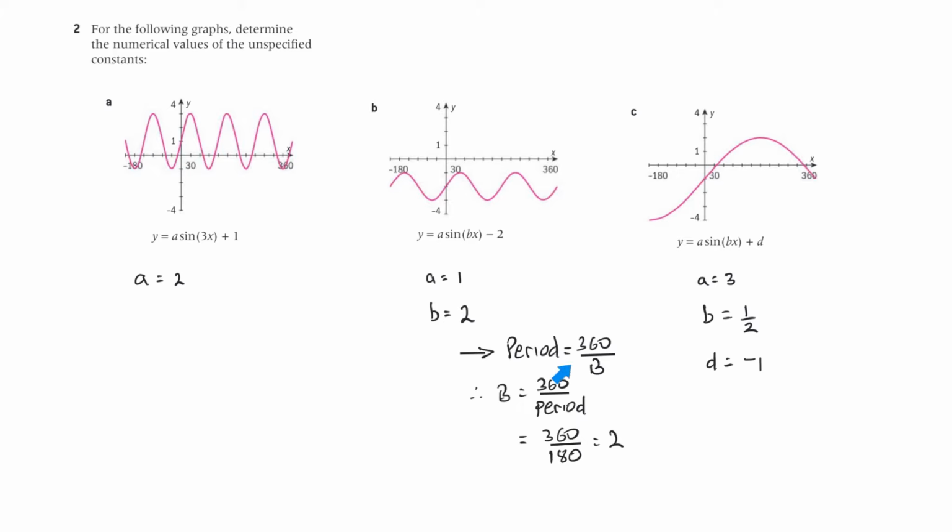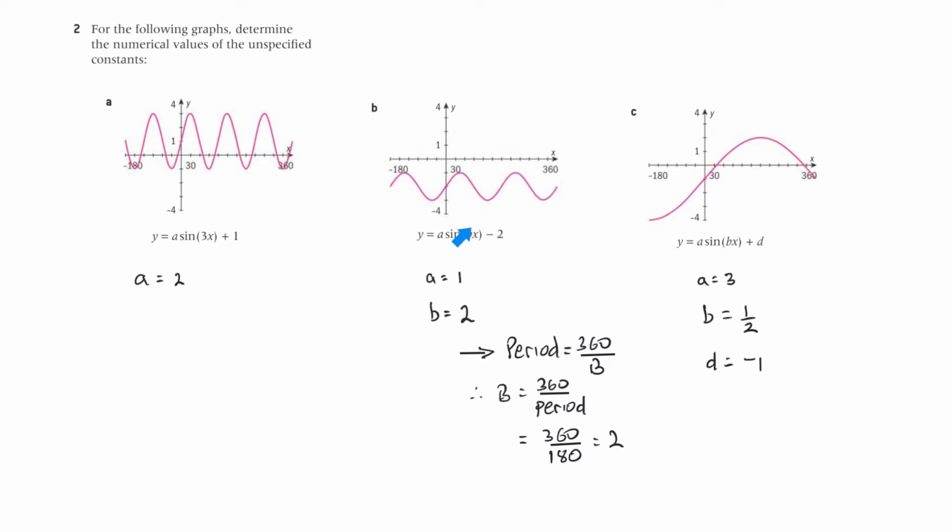Now B, okay, I've used a capital B here, but that's the B. So the period is 360 divided by B, or therefore B is 360 divided by the period. Now, we can see one complete period here is 180. It's halfway between 0 and 360. So the period's 180. 360 divided by 180 equals 2. So B is 2. And we would expect that from the graph because you can see that it's being compressed.